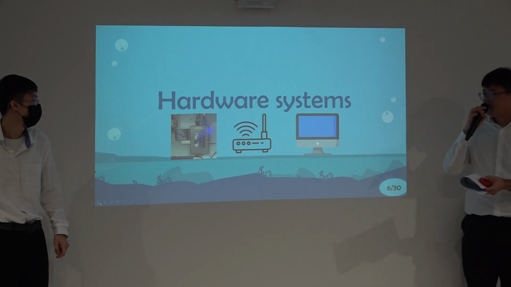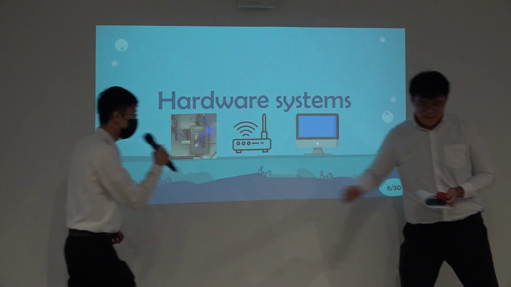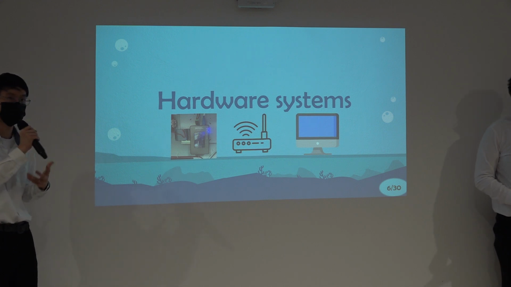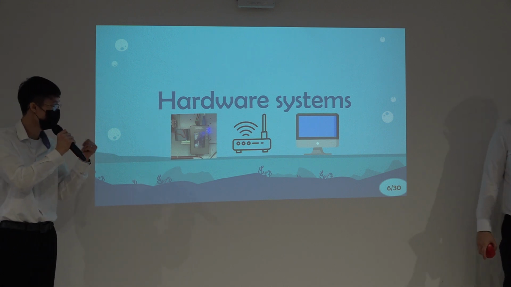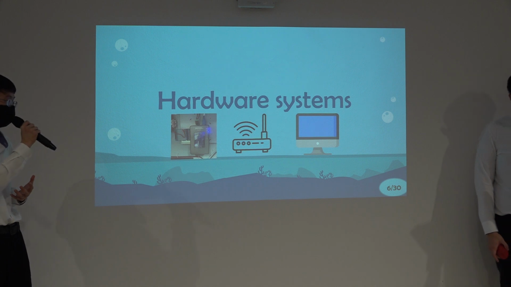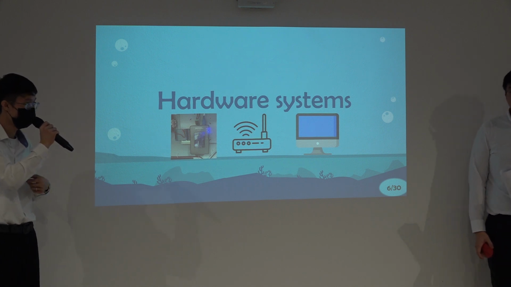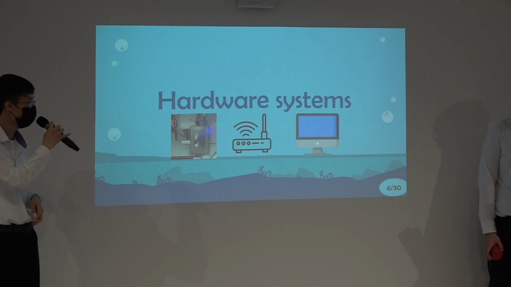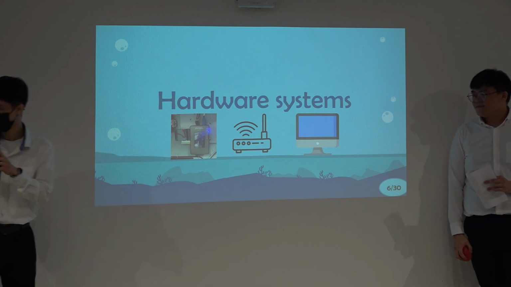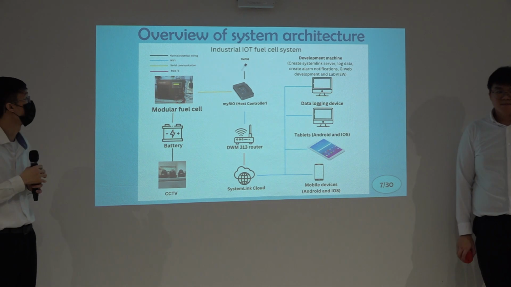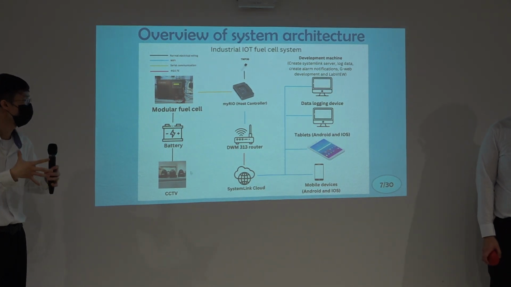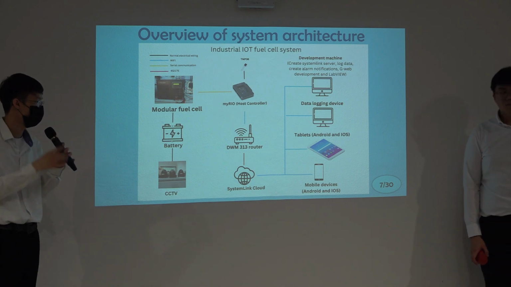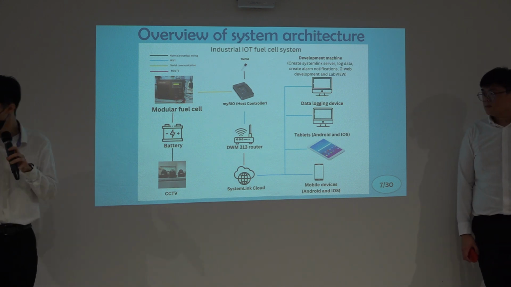Now, I'll be passing my time to Jonathan, where he will be talking about the hardware systems. Jonathan, please. Okay, thank you, Sing. For the hardware systems, we have used the MyReal, the 4G LTE router, and also the data logging PC. This is our overview of the system architecture here. This is the MyReal, with the DWM313, and also the data logging device.